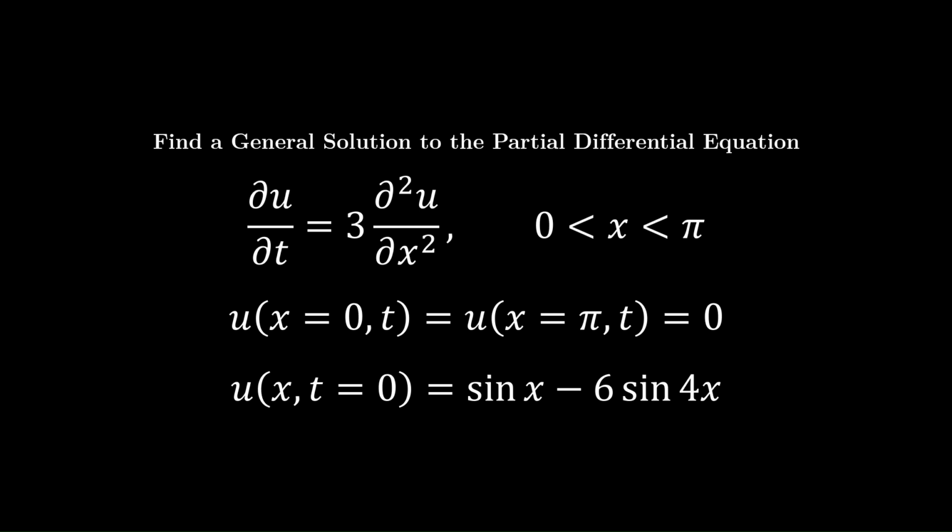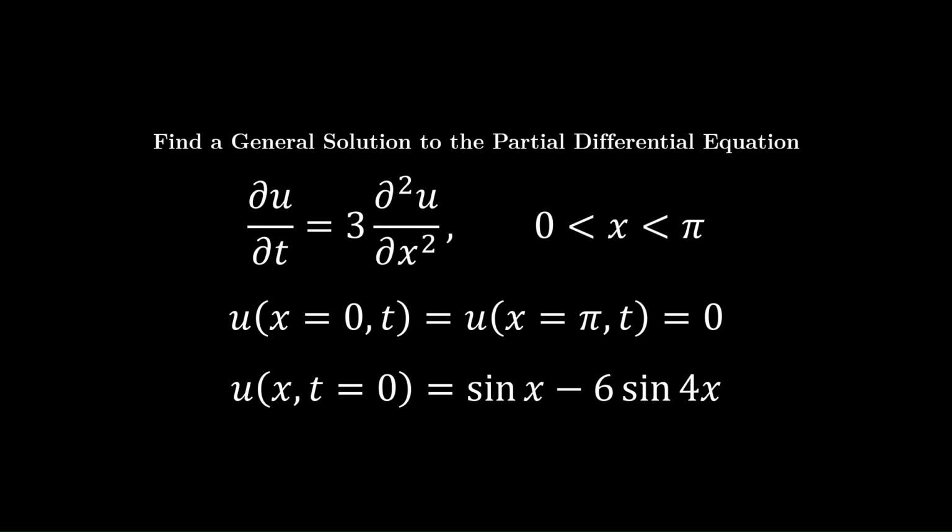We are given a domain for x which starts at 0 and ends at pi. We are given two boundary conditions and one initial condition, which makes sense since we are second order in space and first order in time. We are told that x ranges from 0 to pi, and that the function u, which we are trying to find a solution for, is 0 at x equals 0, and also 0 at x equals pi. We are also given information about u when t is 0. At t equals 0, u is equal to sine of x minus 6 times sine of 4x.